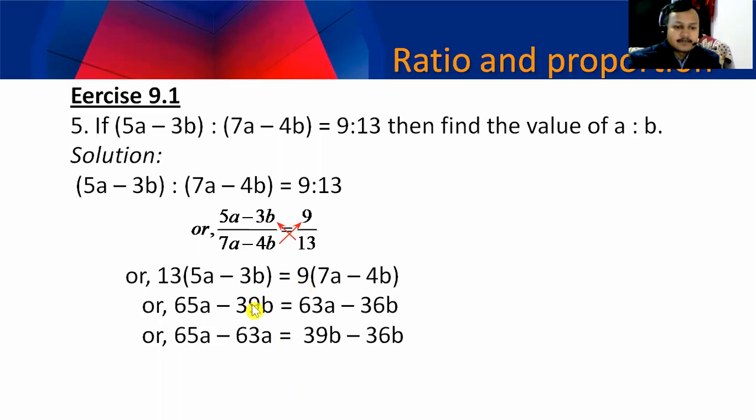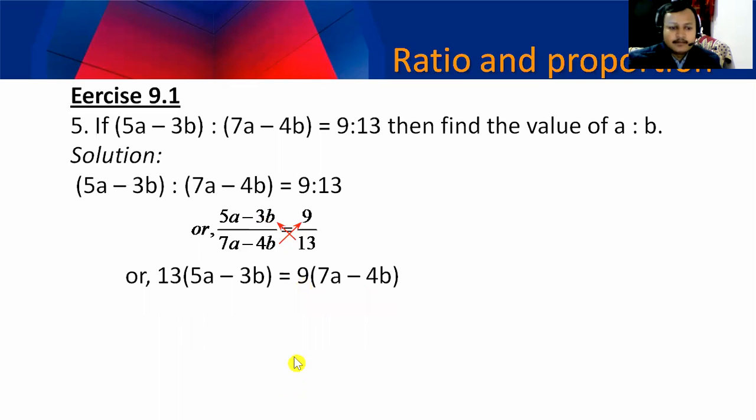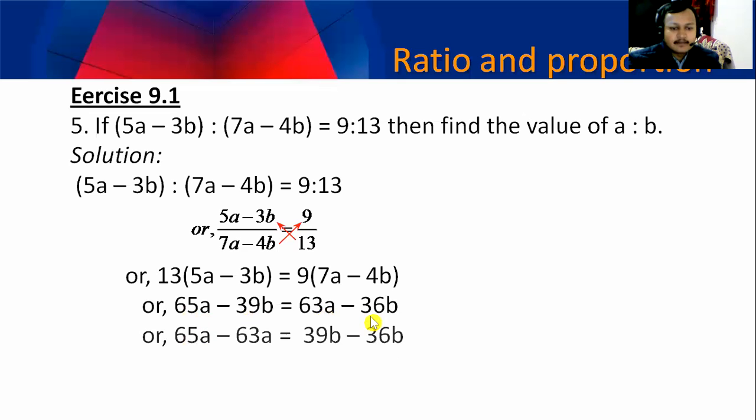Like terms means b and b are like terms, as well as a and a are like terms. So take 63a to the left side and 39b to the right side. 65a, 63a is positive here, it becomes minus 63a, and 39b is negative here. While taking it to the right side, it becomes positive 39b. Is it clear?